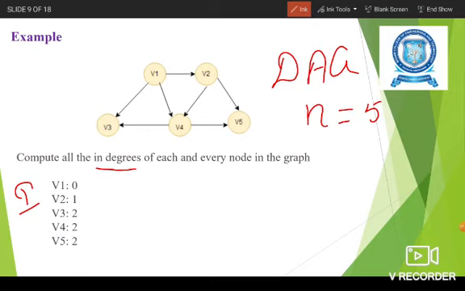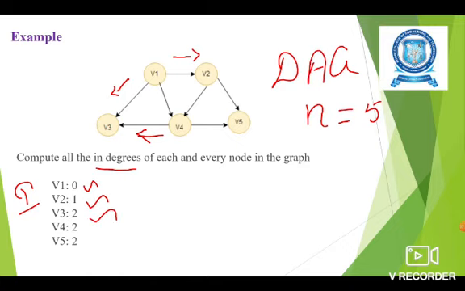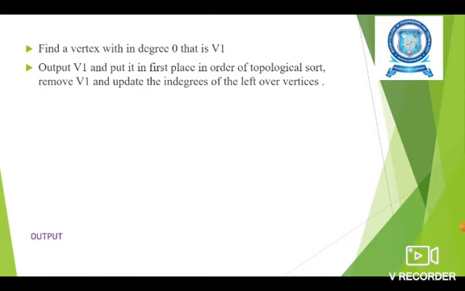Okay. What about the integrity of the node V1? First, what is the integrity? It is the number of incoming edges. Since V1 doesn't have any incoming edges, its integrity is 0. What about the node V2? It has only one incoming edge, so its integrity is 1. What about V3? We have 2 incoming edges, so its integrity is 2. Like that, we have to calculate all the other nodes' integers.